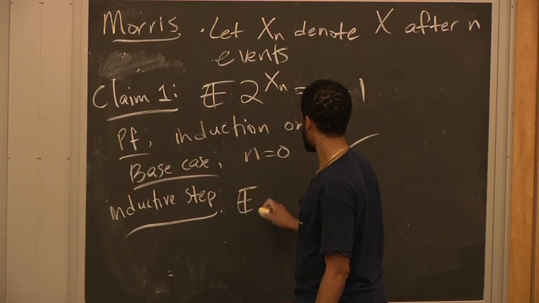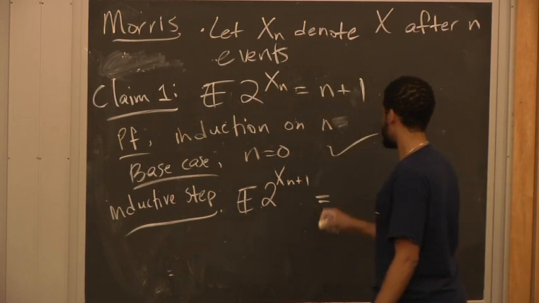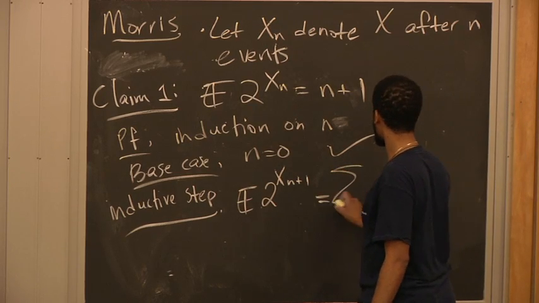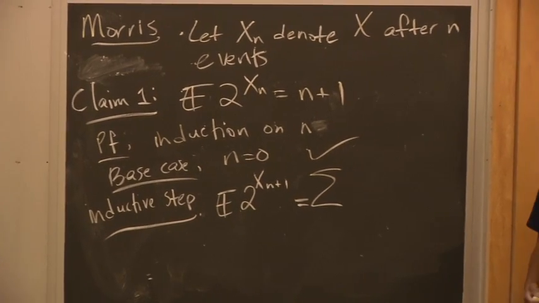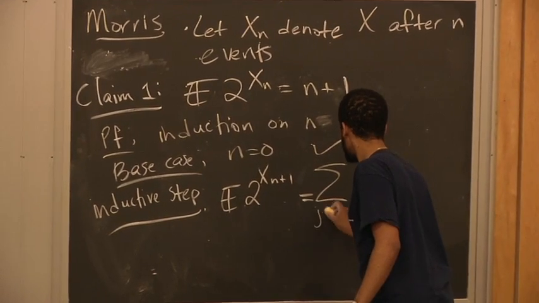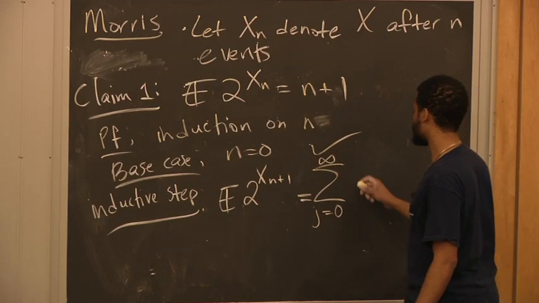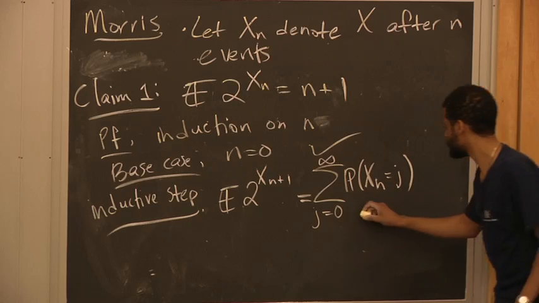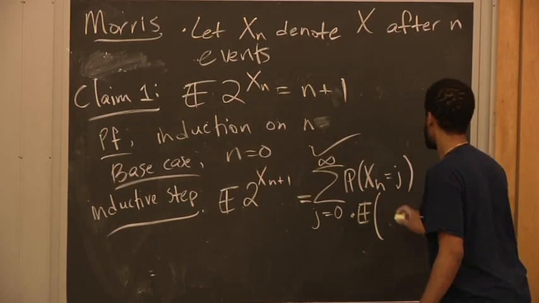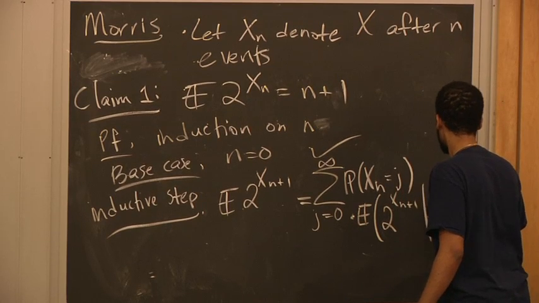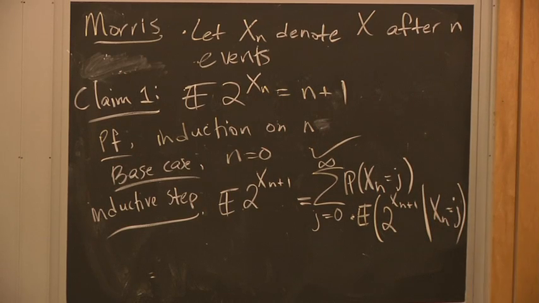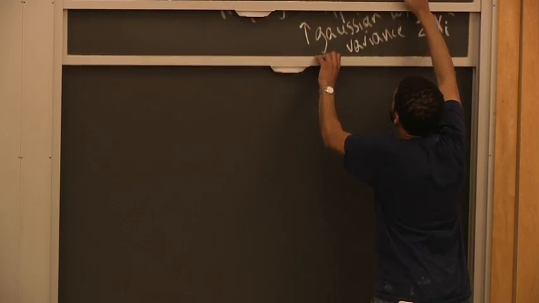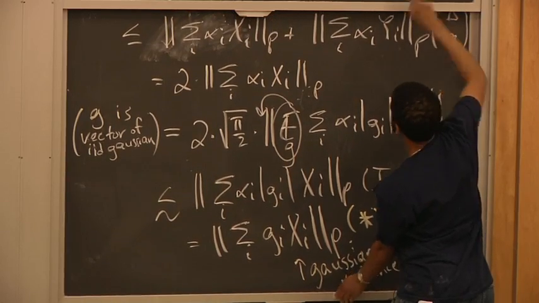The expectation of 2 to the x n plus 1 is equal to, okay, so we've seen n events, and now we're seeing the n plus first. So let's just sum over all possibilities of what the counter was after n events. So it's the sum over all possibilities j for what the counter was after n events times the expectation of 2 to the xn plus 1 given that xn is equal to j. So this is the conditional expectation conditioned on the event that xn is equal to j.